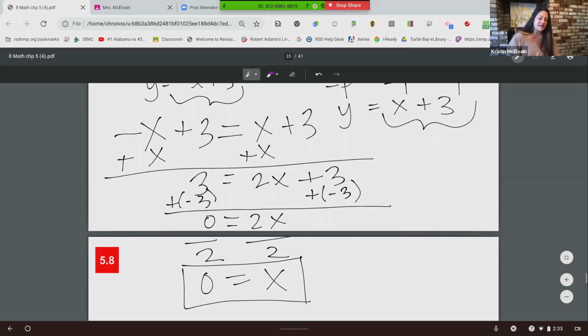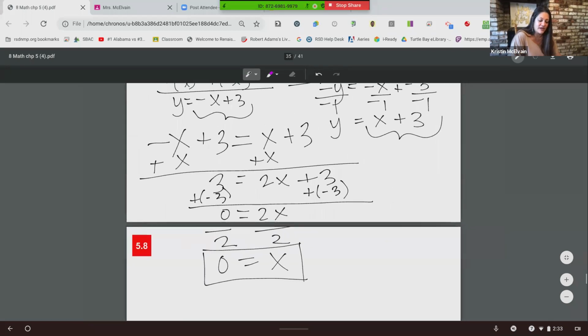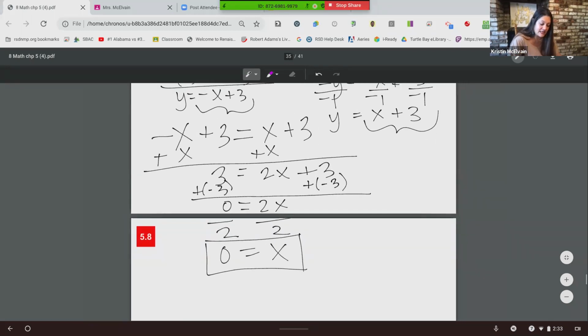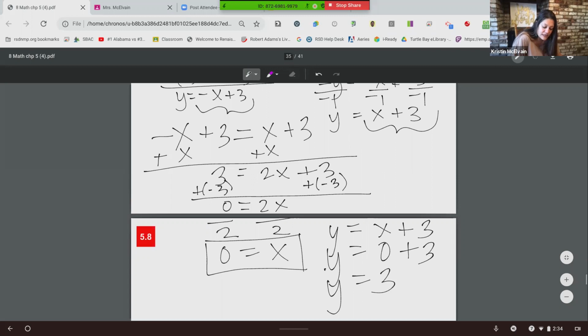So to solve it, if x is 0, we don't know what y is. So we have to plug it back into one of our equations. So let's plug it into this one. Okay, so I got to erase my big old arrow. All right, so now we're going to say if x is 0 and y equals x plus 3, we're going to plug in 0. So y equals 0 plus 3, or y equals 3.